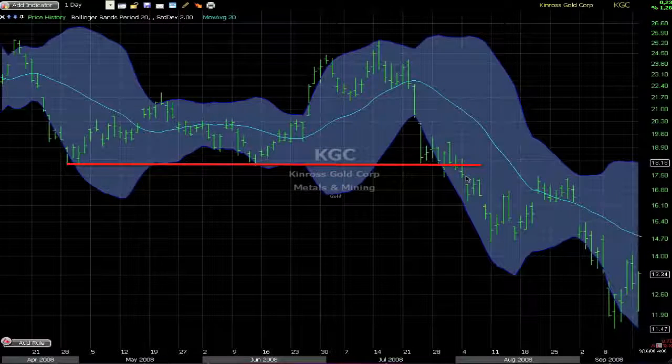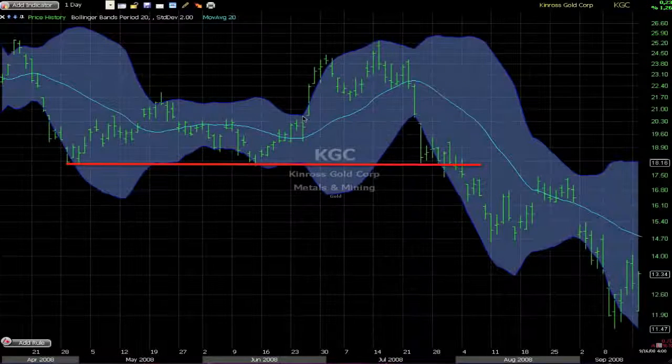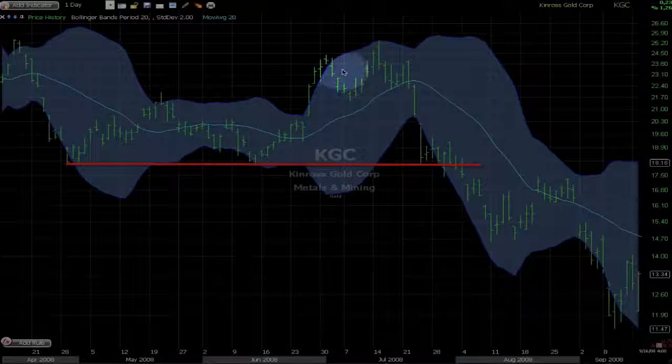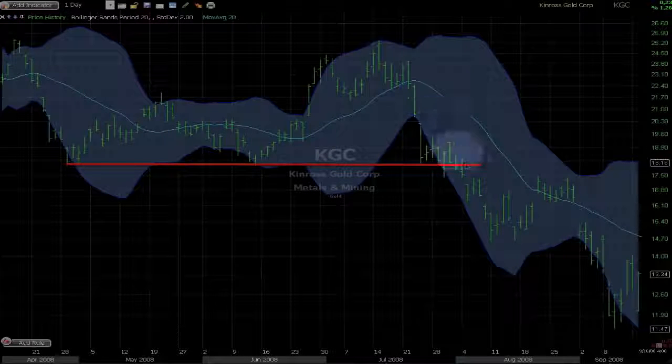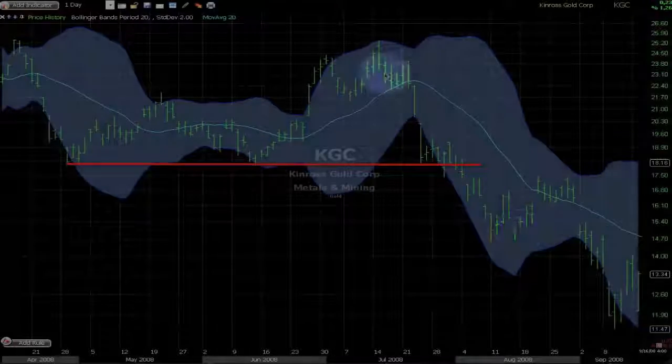This setup is very powerful because it feeds on other traders' financial and emotional pain. This is because the traders who went long after the Bollinger Band squeeze breakout over here are now in a losing position, and it will result in a quick drop.